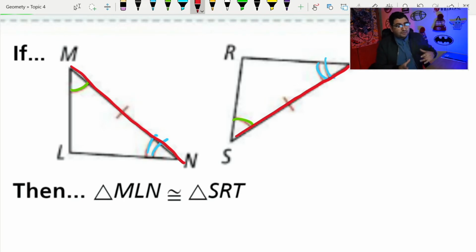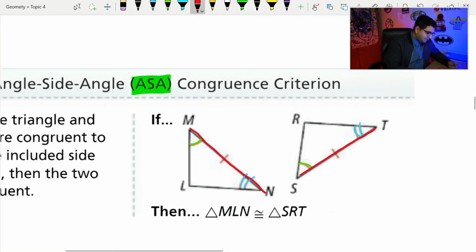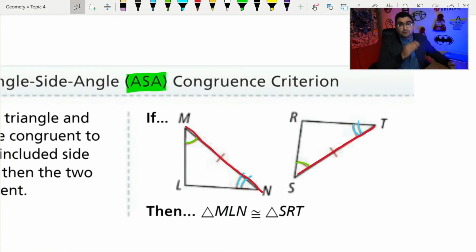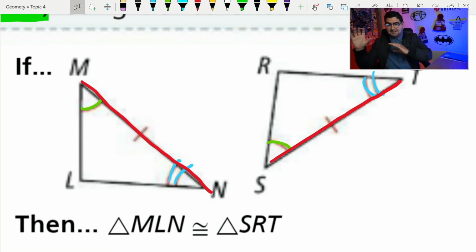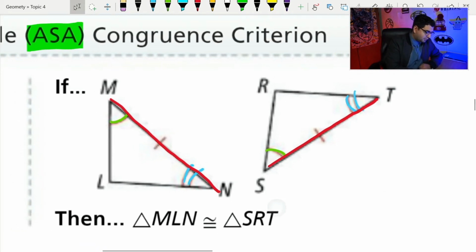So again, the order of these matters, okay? Notice in the name that the side is in the middle. Angle, side, angle. Side has to be in the middle. When we're looking at our triangles, the side that's congruent needs to be in between those 2 angles. We have to have an angle that corresponds, a side in the middle, and then another angle on the other side of that side. Okay, the order of these matters. So again, this is angle, side, angle. And this would also prove that 2 triangles are congruent.